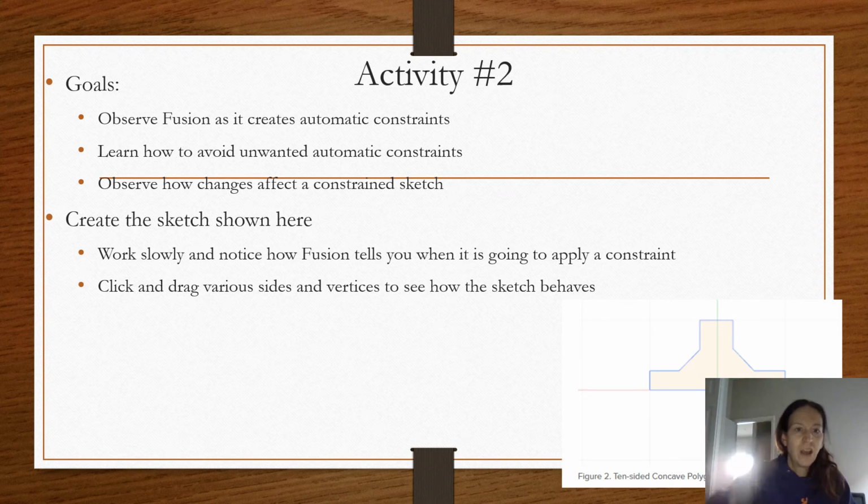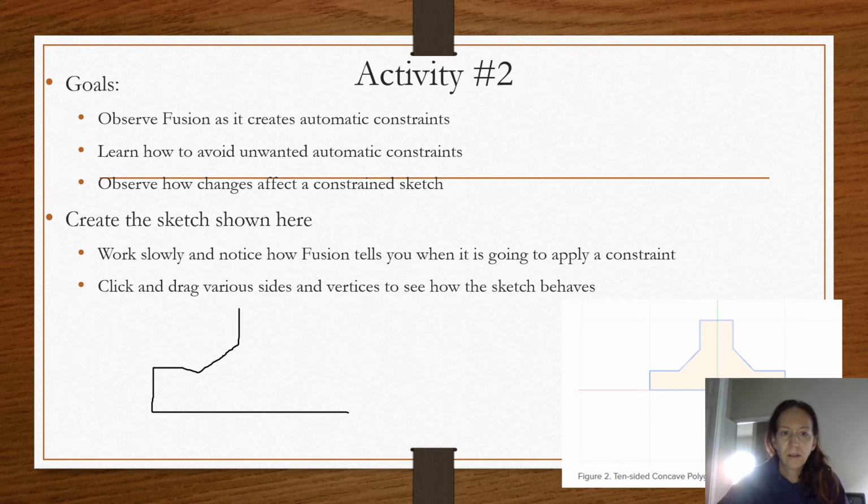Work slowly and notice how Fusion tells you when it's going to apply a constraint. And again, if you're doing this in class, I'll work through it with you and we'll look at it, like, oh, look, see this in blue, it's going to apply a constraint here. And then click and drag the various sides and vertices to see how the sketch behaves. This one is a 10-sided concave polygon and it looks something like this. Okay, something like that.